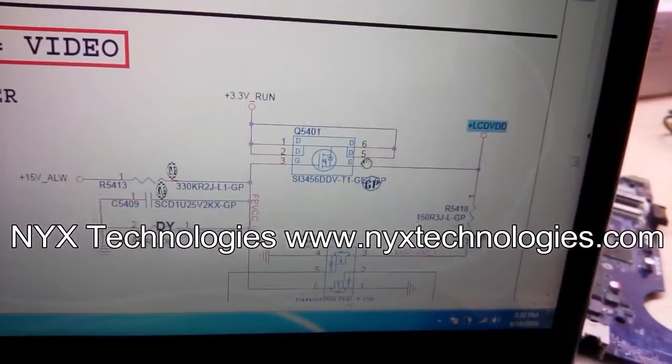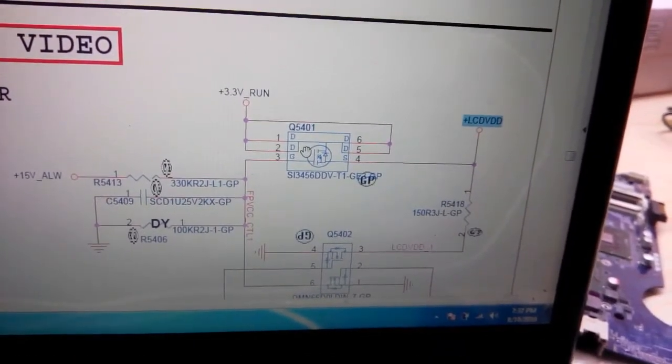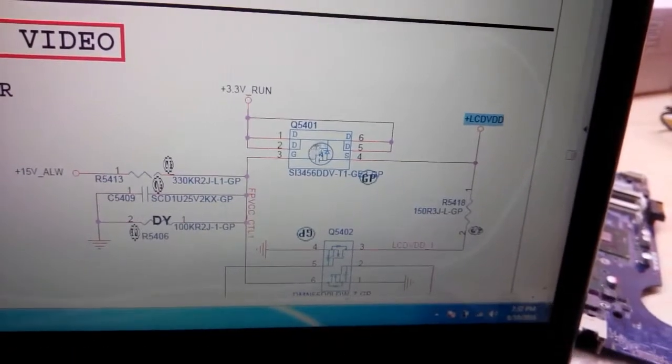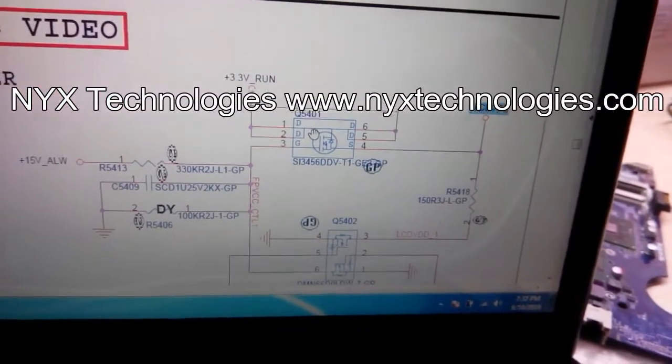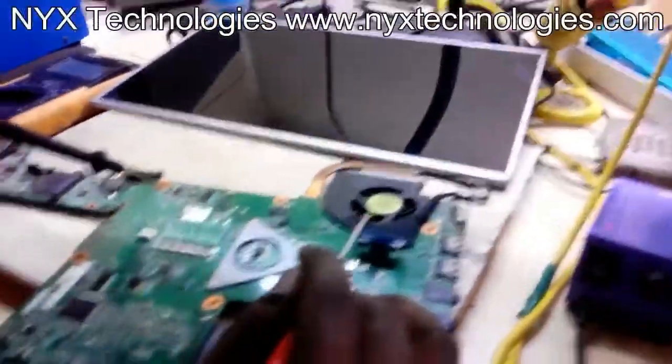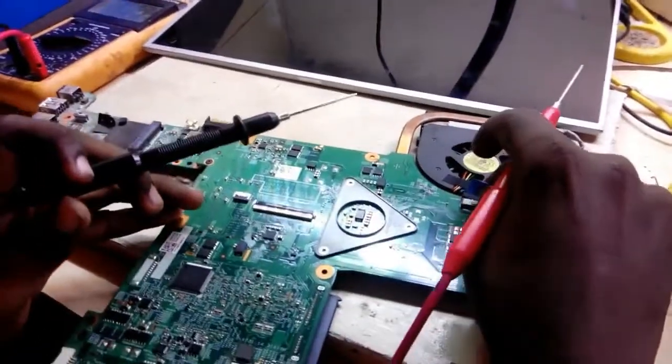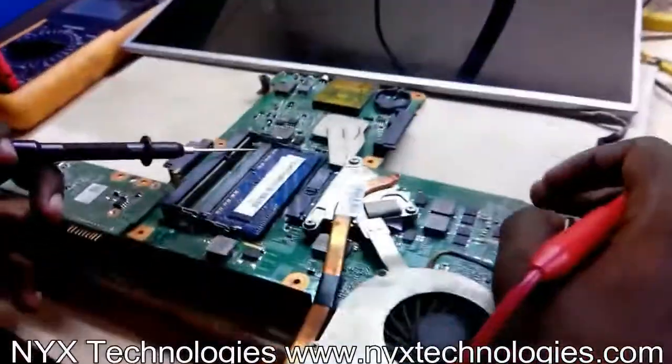This voltage is coming from Q5401. You have to check whether this MOSFET is getting the 3.3 volt. We will check the MOSFET now. On the back side of this board, that MOSFET is there. So first remove that connector. Now give the supply.